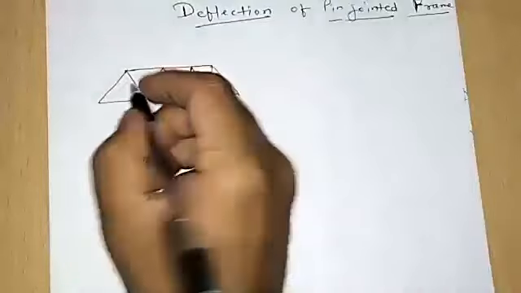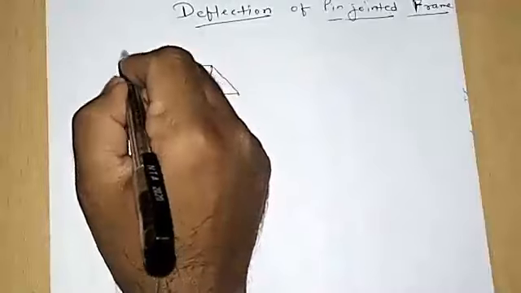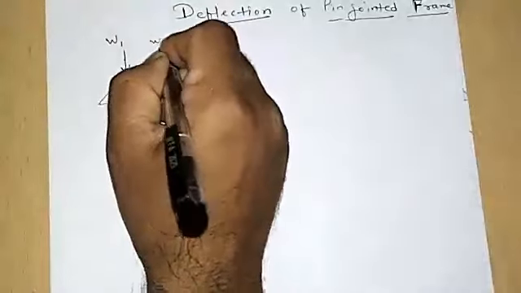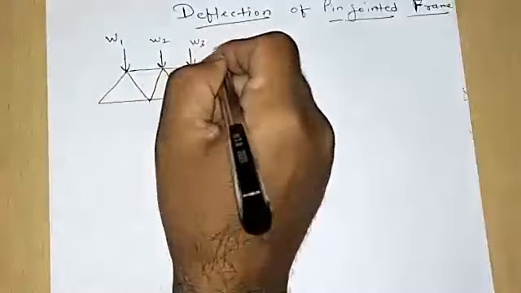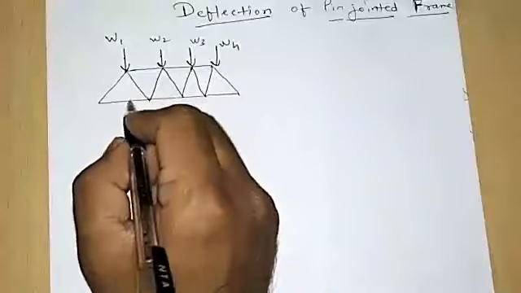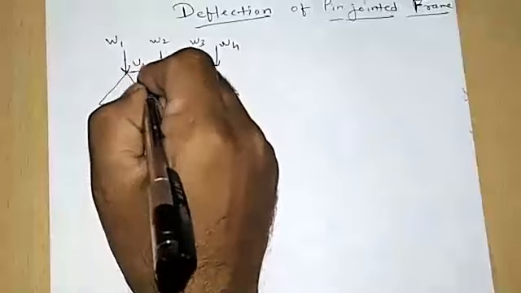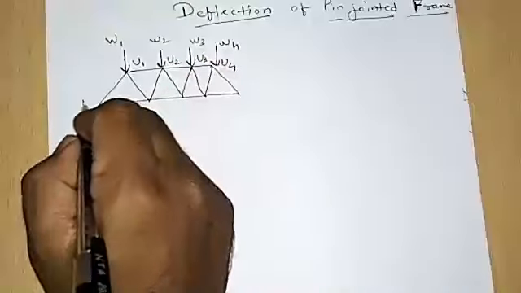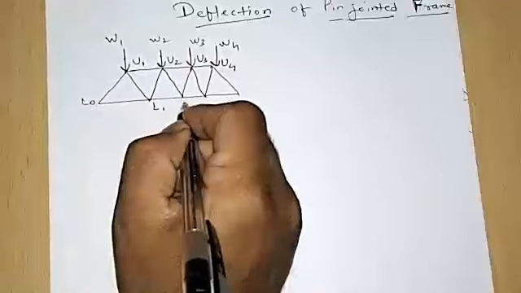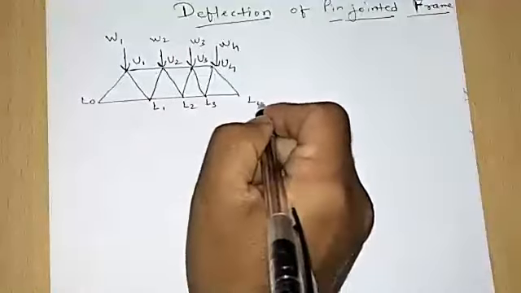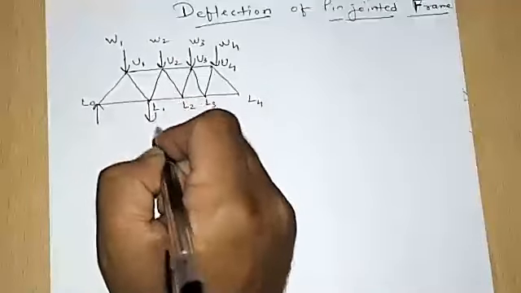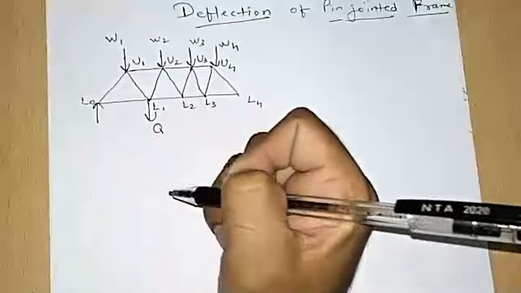So that's it. This one is a W1 load, W2, W3, and this one is W4. Let's consider these points U, U2, U3, and U4. Similarly, this one L0, L1, L2, L3, and L4. And now there is a load acting at that point, that is, let's say, Q.